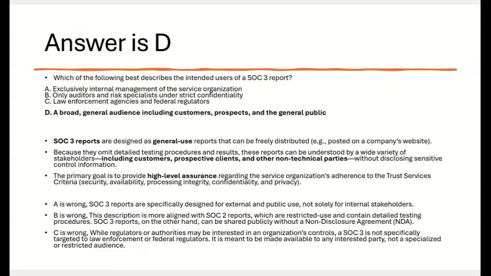And C is wrong. While regulators or government authorities may be interested in an organization's controls, a SOC 3 is not specifically targeted to law enforcement or federal regulators. SOC 3 is meant to be made available to any interested party, not a specialized or restricted audience. So the question asks which of the following best describes the intended user of SOC 3, and the answer is D, a broad general audience including customers, prospects, and the general public.